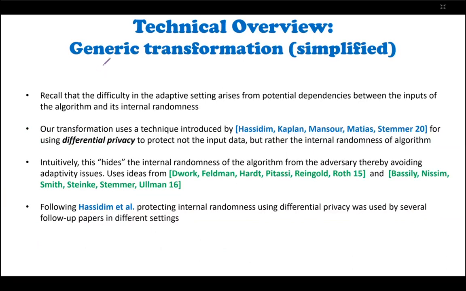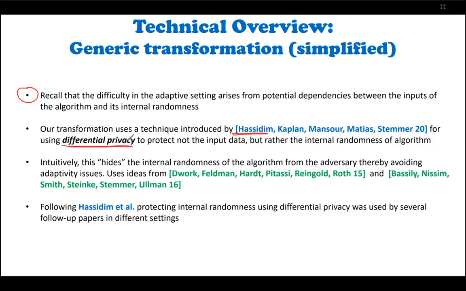Here are some of the ideas behind some of our results. Like we mentioned, the difficulty in the adaptive setting is that the adversary might learn information about the internal randomness of our algorithm. So the idea behind our generic transformation is to use a technique introduced by Hassidim et al. to protect the internal randomness of the algorithm using differential privacy.